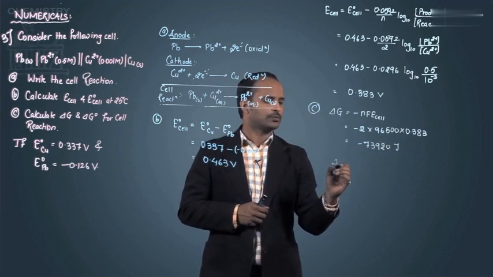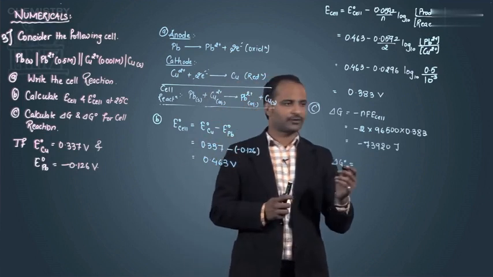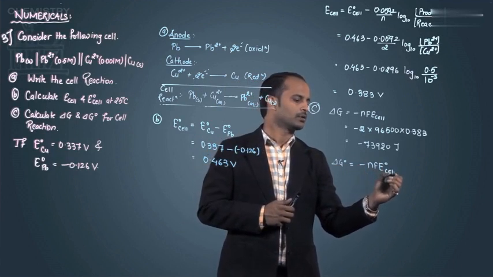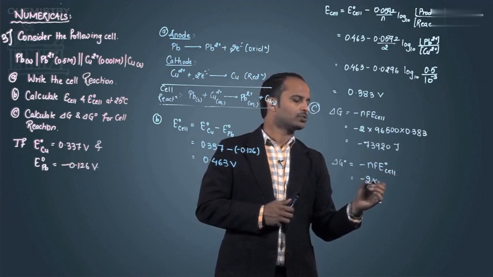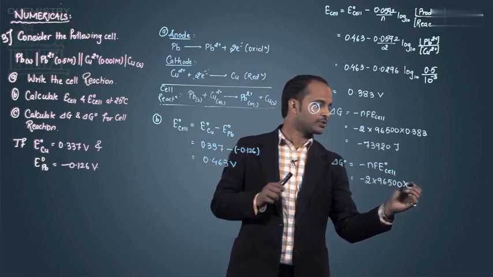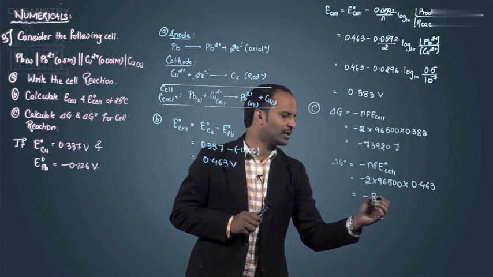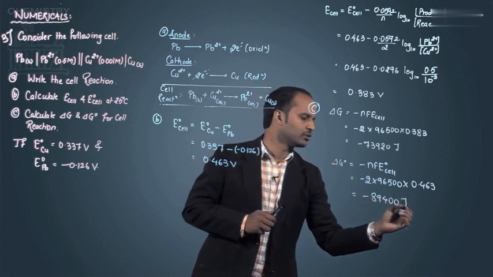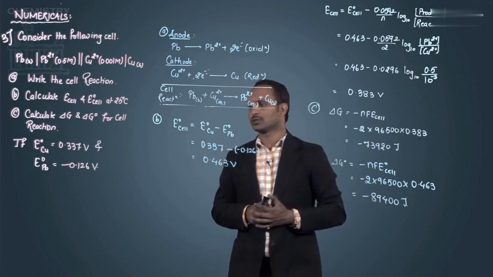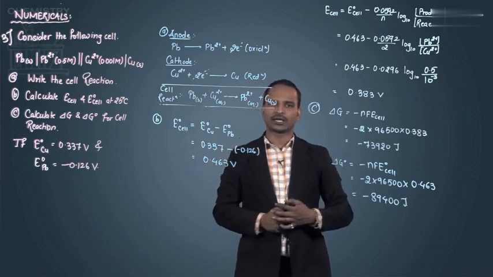Then delta G naught, whose formula will be minus nFE naught cell. Again, that is minus 2 into 96,500, and E naught cell is 0.463 here. After calculation, you will get minus 89,400 approx joules. So finally we got delta G and delta G naught also. So first the cell reaction, then E naught and E, and then delta G and delta G naught.